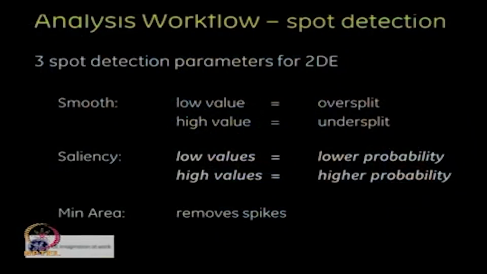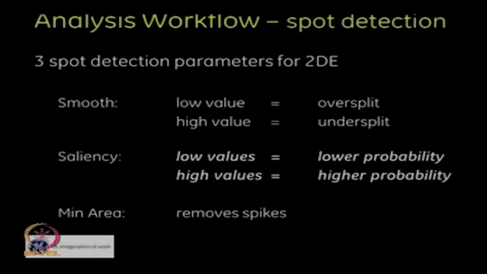Whereas saliency is a very critical parameter, where it takes the 3D image view and sees how much slope there is for that particular protein. If you give a higher value, it takes a higher probability. When you give a lower value, it takes a lower probability. So higher the value, higher the probability; lower the value, lower the probability. In that way it will take.